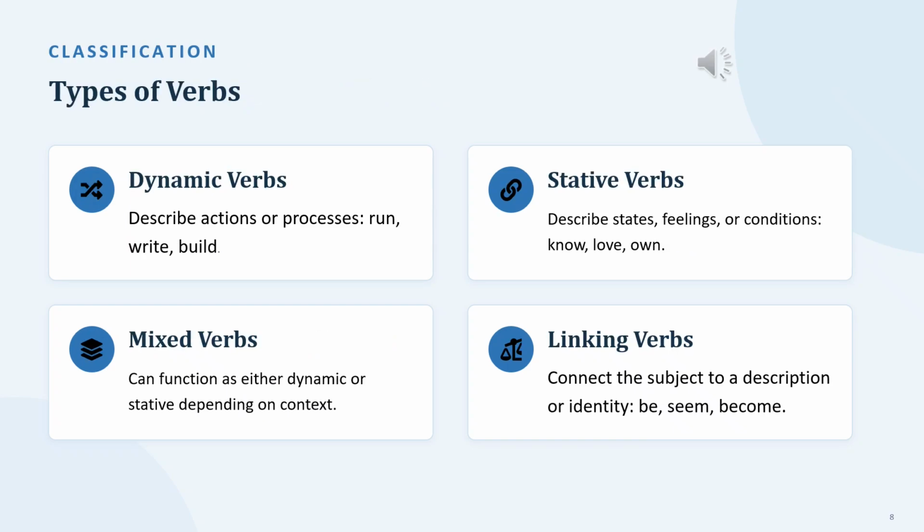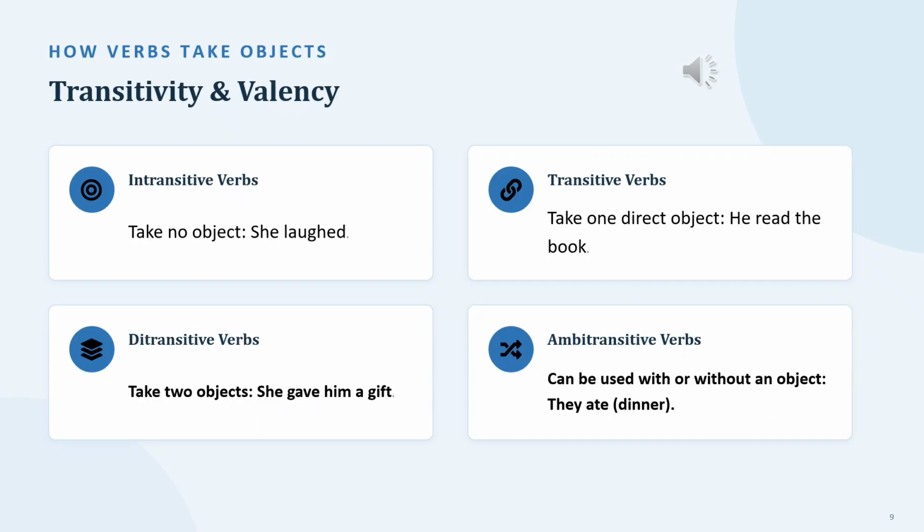Now let's classify verbs into 4 types. Dynamic verbs describe actions or processes. Stative verbs describe states, feelings, or conditions. Some verbs are mixed, functioning as either dynamic or stative depending on context. And linking verbs connect the subject to a description. Other types depend on transitivity and valency.